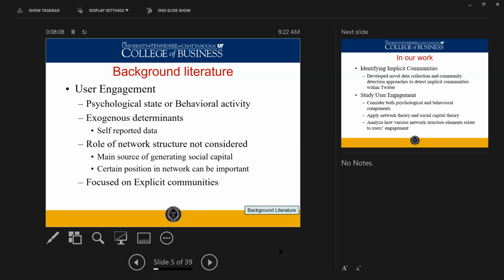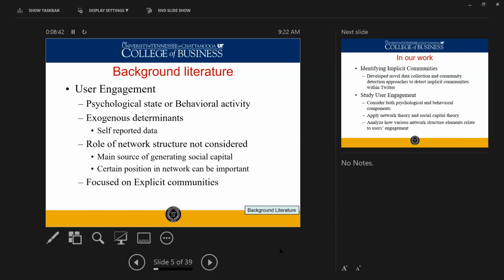So this network structure actually determines or generates what is typically known as social capital. Social capital is not money, but it is really your social reputation in the community. That is the capital, the social capital you build. And what has been found is that certain positions in the network determine how much social capital you build in this community.